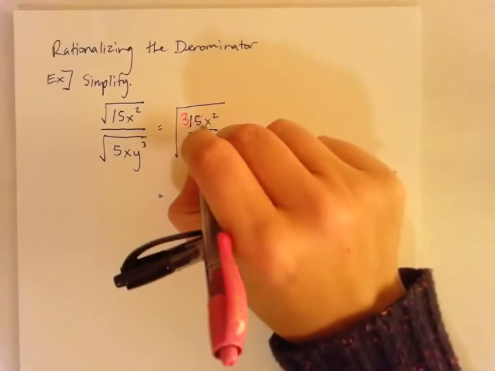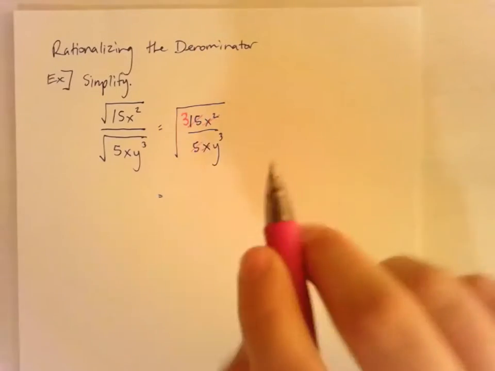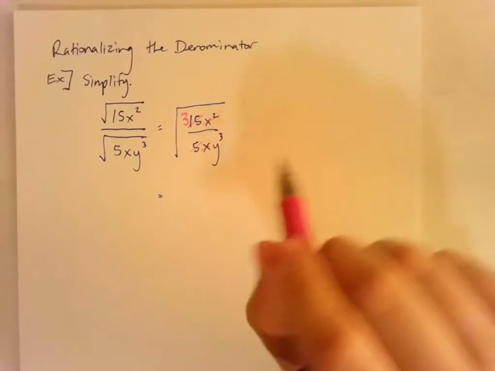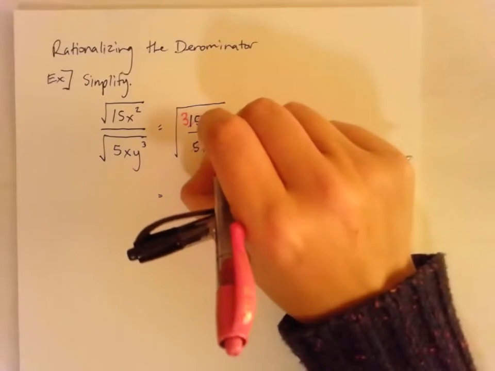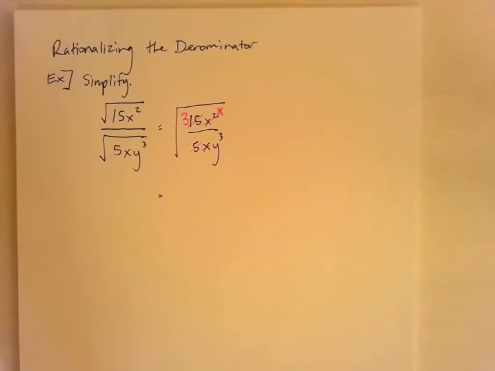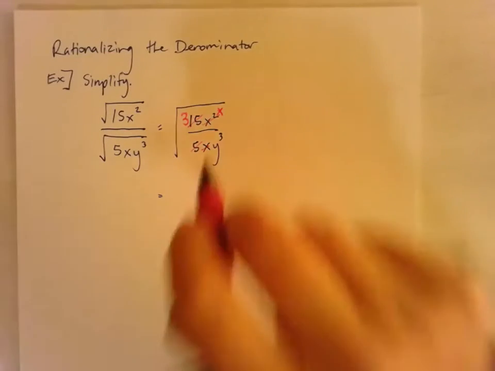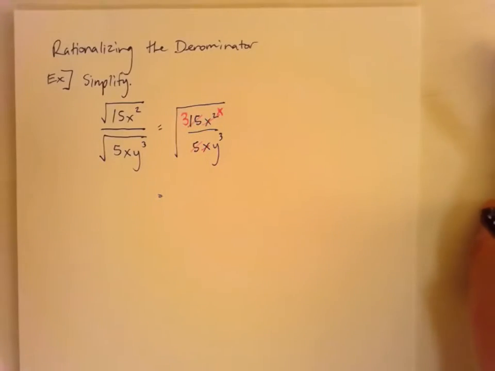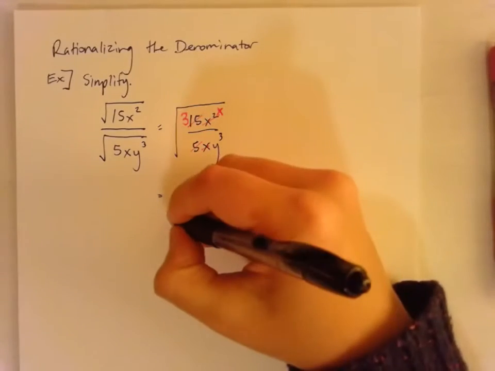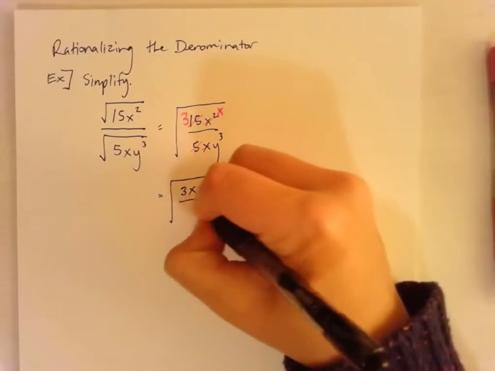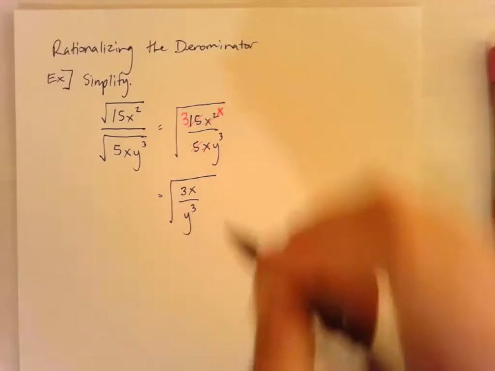I'm also going to cross out my x squared over my x, right? 2 on top, 1 on bottom. I cross 1 out, and I'm left with 1x on top. Cross that out with me. And then on the bottom, I'm left with that y to the third, which I can't really do anything with. So I'm left with this big radical, 3x on top, y cubed on bottom.